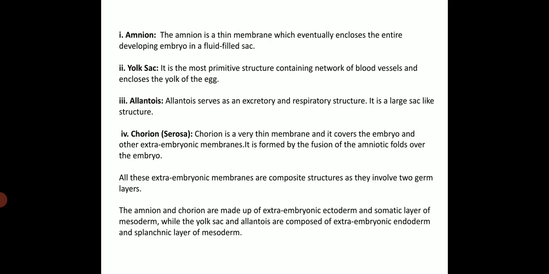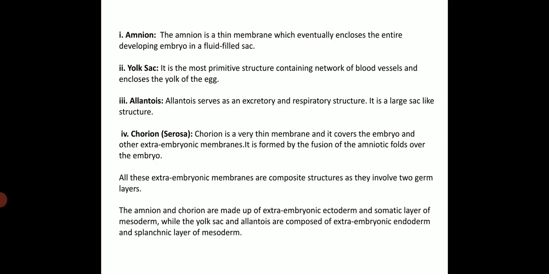First one, amnion. This is a very thin membrane which eventually encloses the entire developing embryo in a fluid-filled sac. The yolk sac is the most primitive structure, containing a network of blood vessels, and it encloses the yolk of the egg. Allantois serves as an excretory and respiratory structure; it is a large sac-like structure.